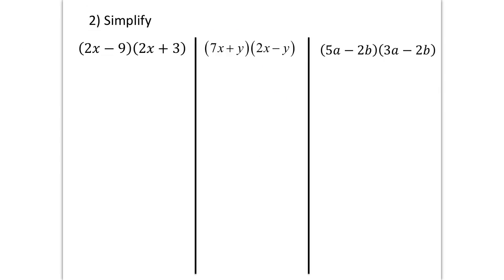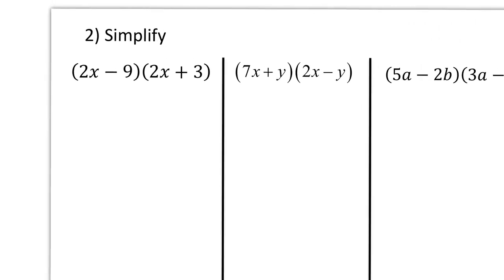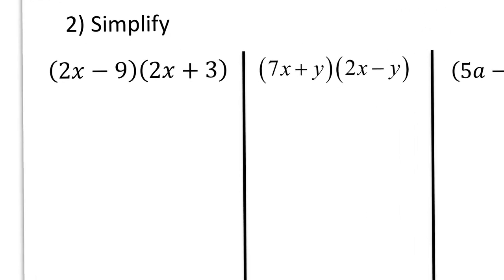Now, sometimes you can have different numbers. One's a positive, one's a negative. They can be both positives with the binomials or both negatives. So you always have to be careful when you multiply those binomials. So let's look at this one here. You want to simplify and you are going to multiply.